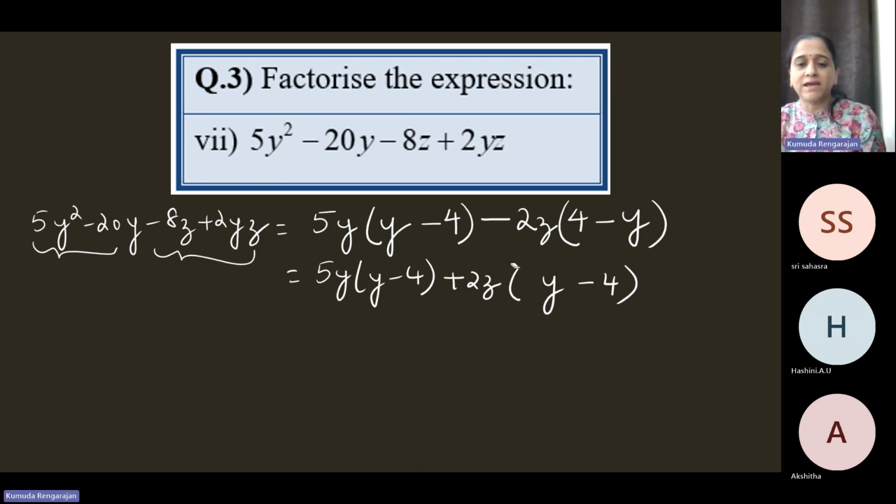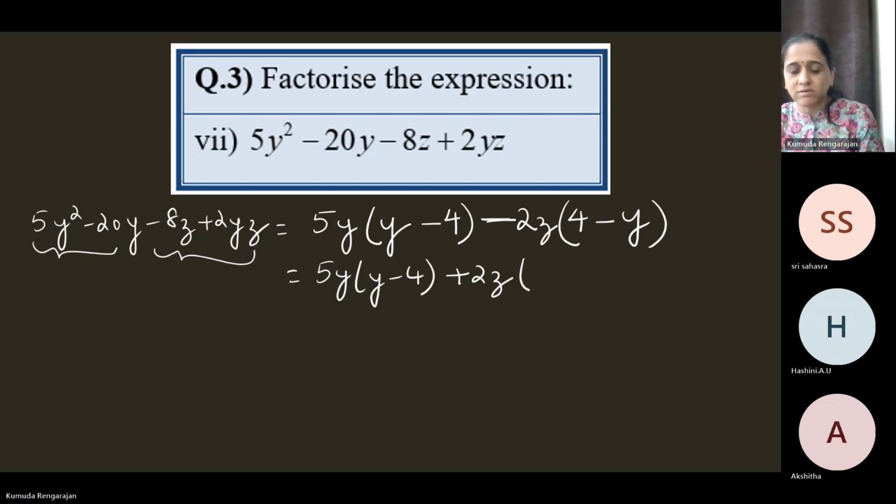Write the first part as it is, children. Okay, now this minus 2z, write it as plus 2z. Change the sign. And in the bracket also, change the signs for both the terms. 4 minus y, write it as y minus 4. Now multiply and check.